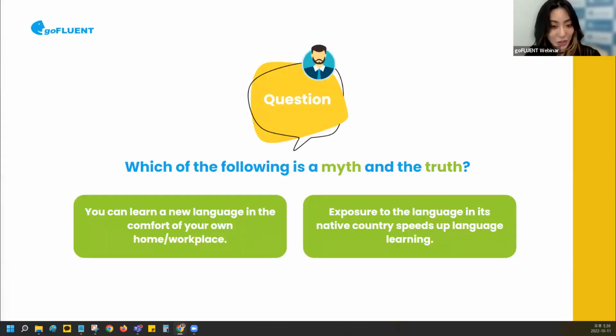So last question, which of the following is the myth and which is the truth? You can learn a new language in the comfort of your own home or workspace, versus exposure to the language in a native country speeds up language learning.